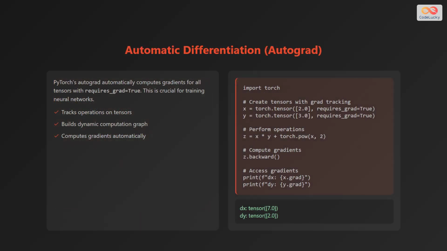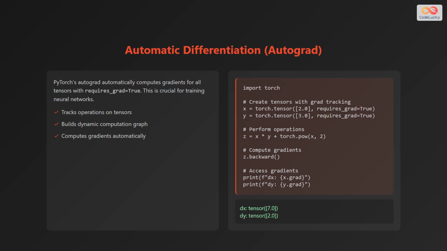One of PyTorch's key features is its automatic differentiation capability, also known as Autograd. It automatically computes gradients for all tensors with requires_grad equals true, which is essential for training neural networks. Autograd tracks operations on tensors, builds a dynamic computation graph, and computes gradients automatically.